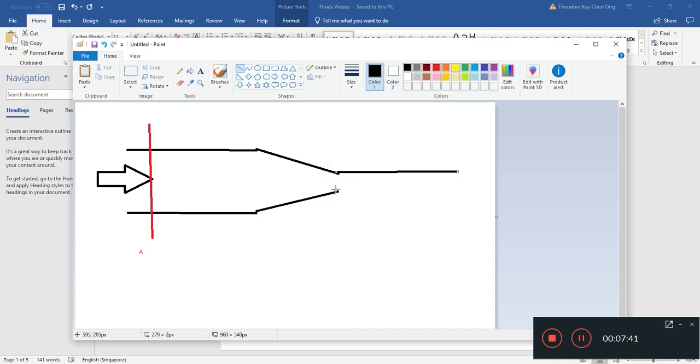Now, I'm not going to draw very nicely. Let's say this is B. And I have to have this arrow here. I'm going to copy this and paste.